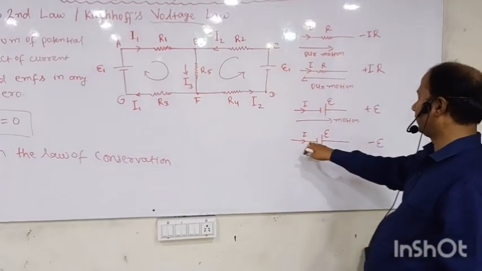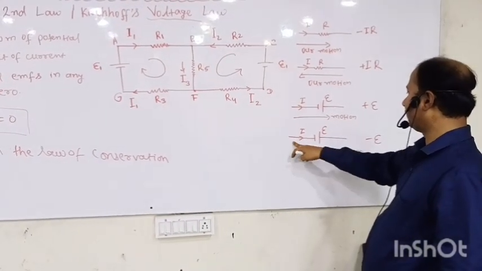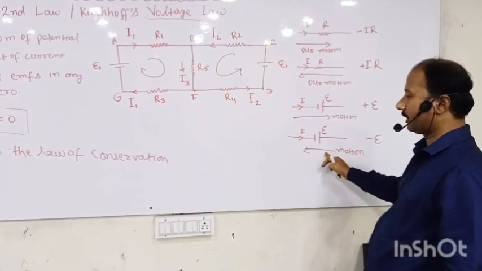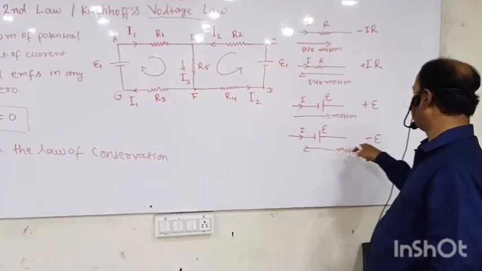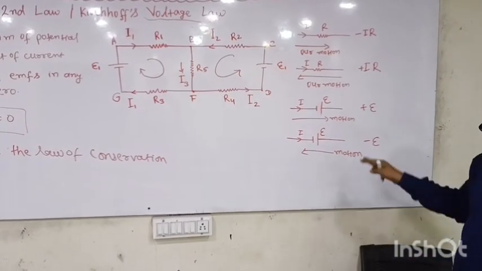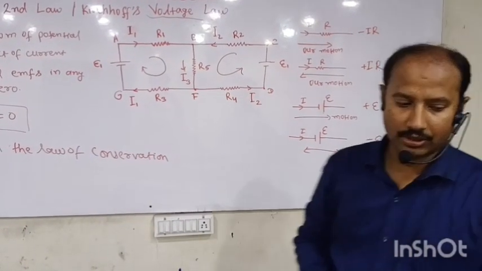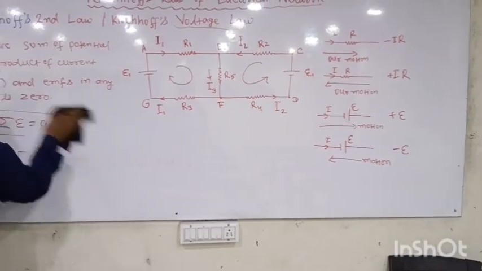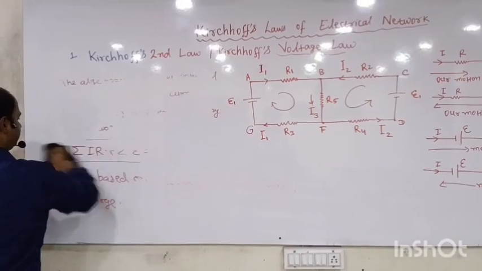In the fourth case, current is in this direction and we are moving just opposite to the direction of current. Then we have to take EMF here negative. So we have to use this fundamental rule to write the equation of the given circuit. So let us start writing the equation of the given circuit.